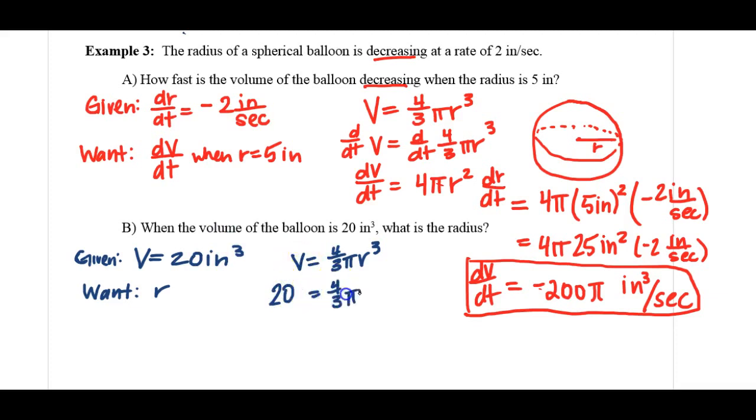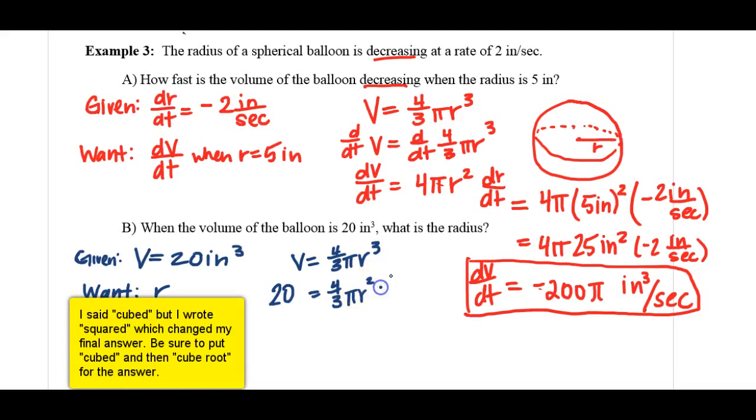So 20 equals 4/3 pi r cubed. So I'm just going to multiply both sides by 3/4. So this is going to be 60 over 4, which is 15. So 15 equals pi r cubed. So I'll divide both sides by pi. So 15 over pi equals r cubed. So if I want r, r equals the cube root of 15 over pi. And it would be plus or minus, but because the radius is positive, it's just going to be the cube root of 15 over pi.